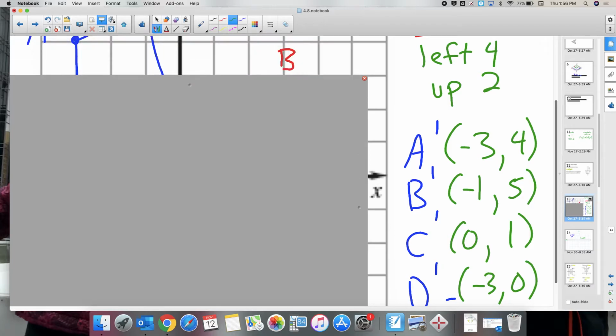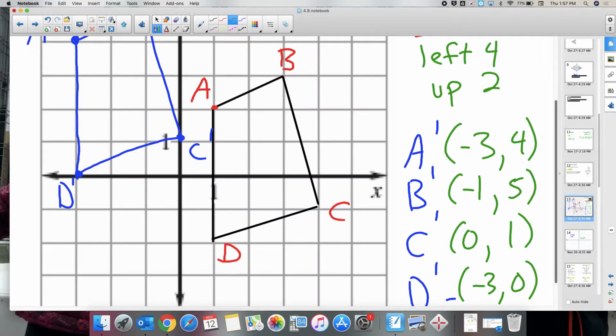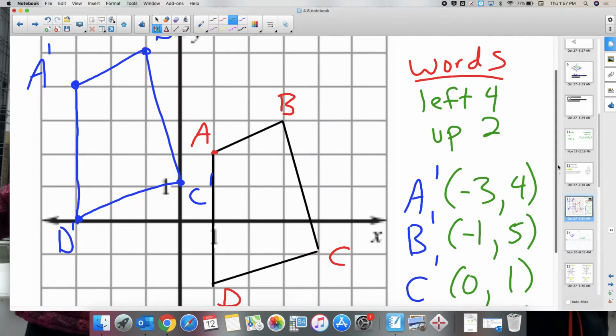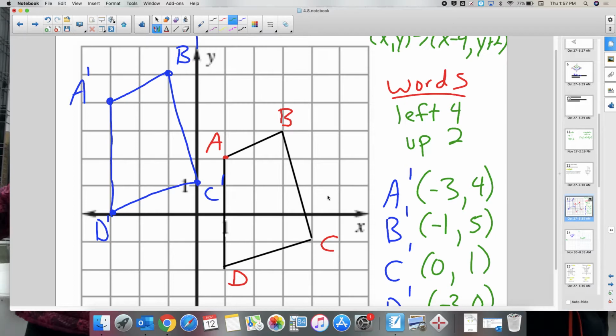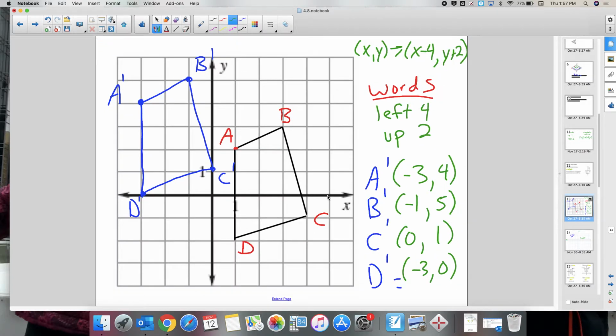Then I wanted you to plot those 4 points. So here's where we end up at then. A, B, C, D is the original. A prime, B prime, C prime, and D prime is there. So that's the way translation works.